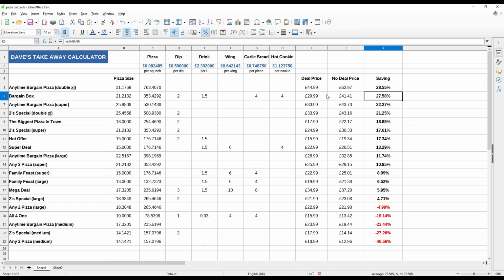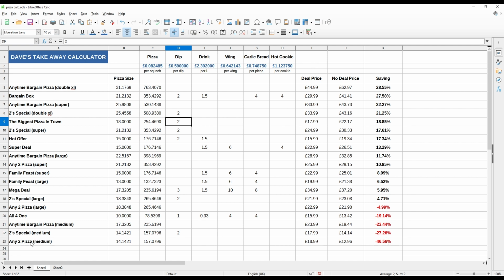But then you can look down and say, well, how much do I want to spend? Right, £17.99. Oh, that's good. The biggest pizza in town. 18-inch pizza, single one. I've not got any multipliers on that. And I'm getting an 18.85% saving on that. So I'm getting an 18-inch pizza and 2 dips. That's fantastic. So it's a really good tool for choosing what you want. And it really helped me with my anxiety when I was lying in bed trying to decide what to do. And I'm glad I went to all of this trouble.